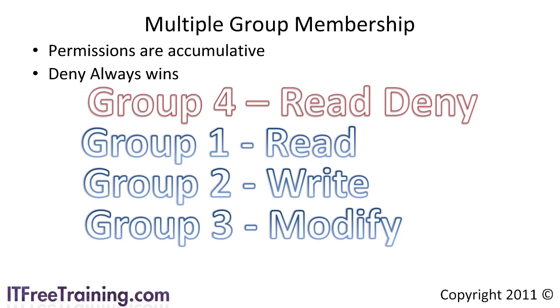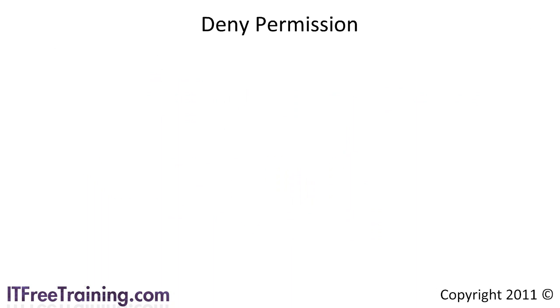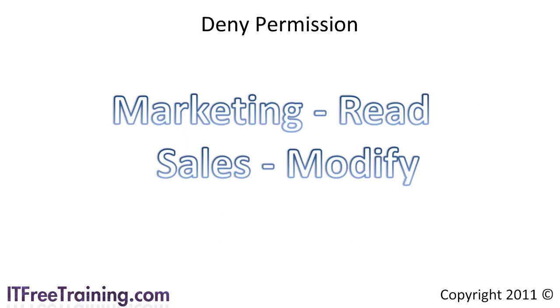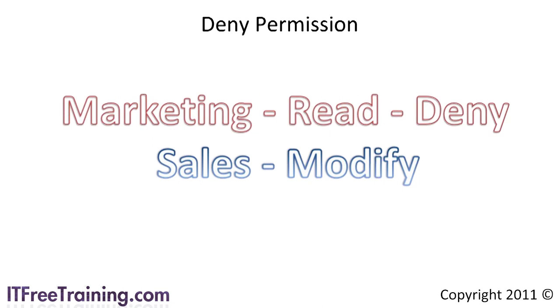Even though the deny permission is available, you should be hesitant to use it. Consider this example. You have a folder that the sales and marketing groups need access to. The sales group needs to be able to make changes to files, while the marketing group only needs to read the files. Later on, it is decided that the marketing group no longer needs access. In order to achieve this, you change the allow permission to deny.